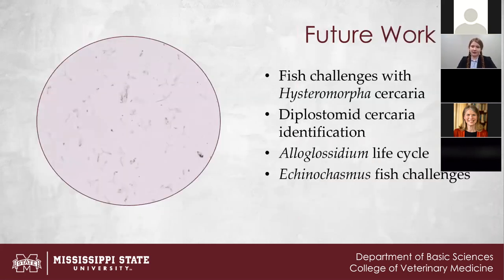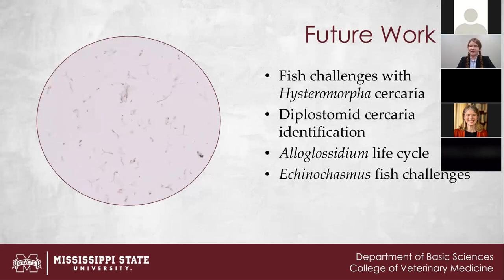So in the end, we answered the question of Hysteromorpha's life cycle, but we still have a lot of work left to do. First and foremost, we still have one of our objectives to complete. We still need to find some actual Hysteromorpha Cercaria to do our challenges with, because even if we've identified the snail host, the usefulness of that information is going to depend on how much of an impact Hysteromorpha has on catfish morbidity and mortality. We also need to identify the Diplostomid Cercaria we found.